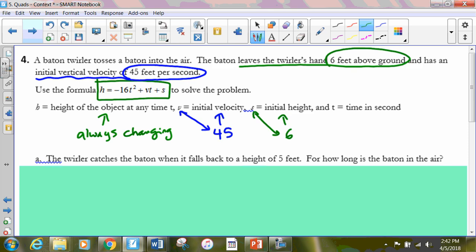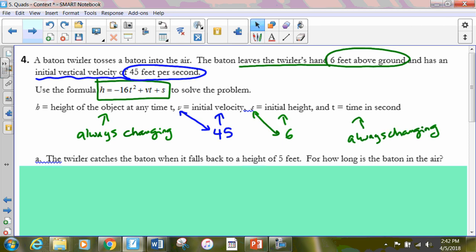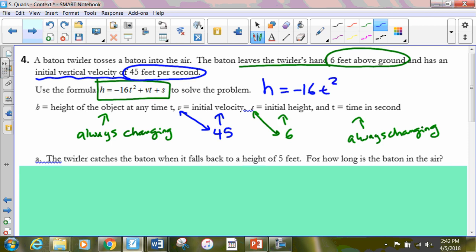Now let's talk about time. Once the baton twirler let go of the baton and it started flying in the air, time just keeps on ticking, right? Time is going to remain a variable. It's always changing. So where did that get us? That got us to taking the equation that they gave us and plugging in. I can't change anything about H yet, and I can't change anything about T. But I can change something about V, right? V is 45. It's a constant. And S is 6. So now we went from an equation with 4 variables to an equation with just 2. So this is the one that we're going to use for the rest of the problem.